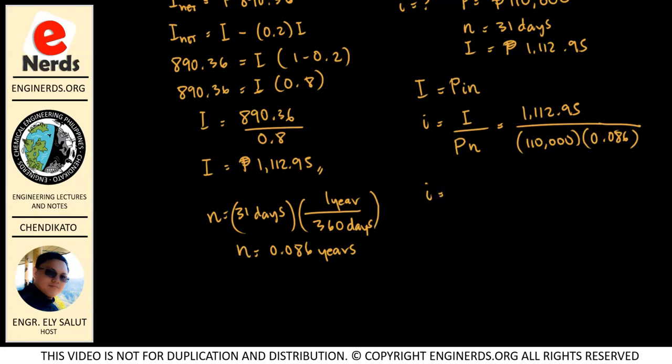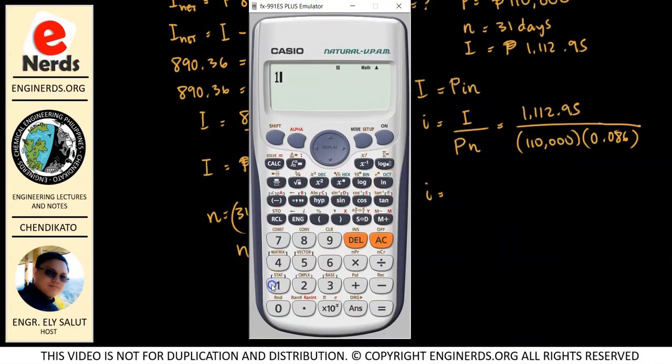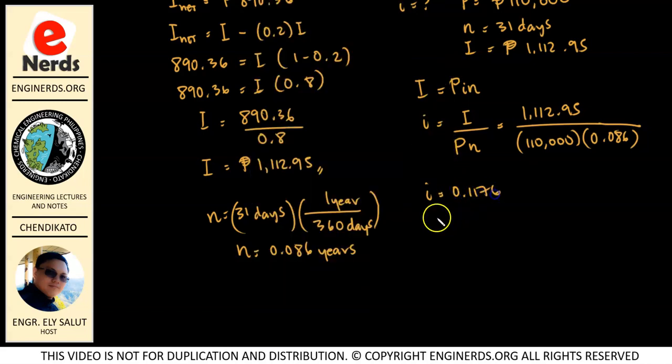Okay, so check natin yung ating i. i is equal to 1,112.95 divided by 110,000 and divided by 0.086. Okay, so our i is equal to 0.1176. So therefore, multiplying this by 100 para makuha natin yung percentage niya, our i is equal to 11.76%. And this is our final answer.